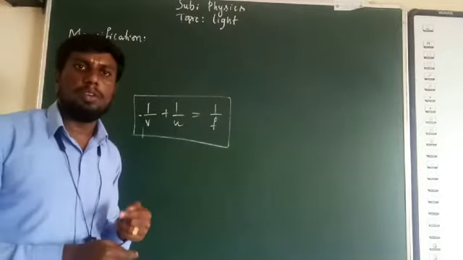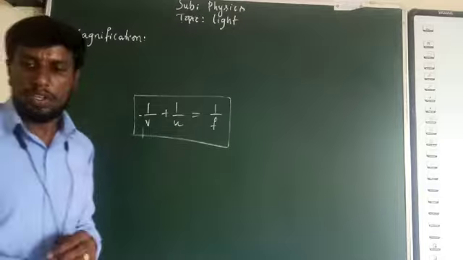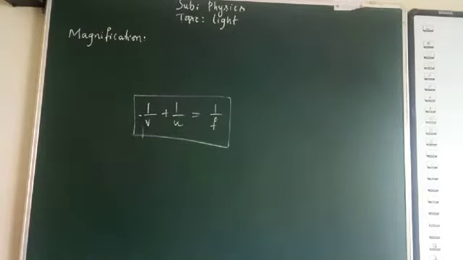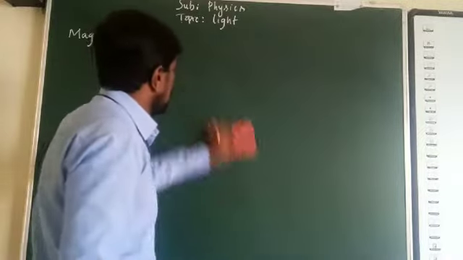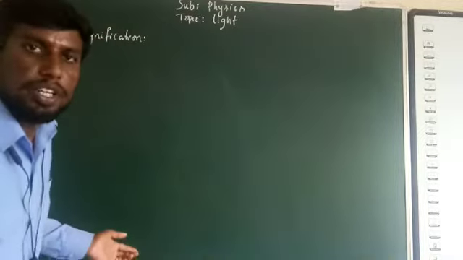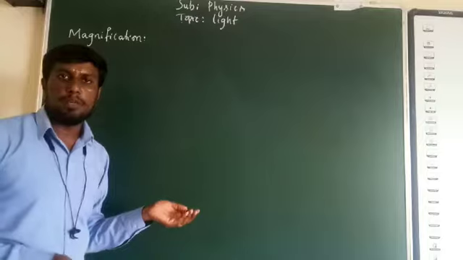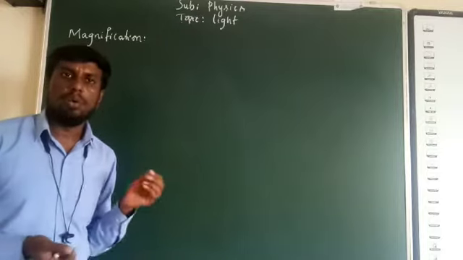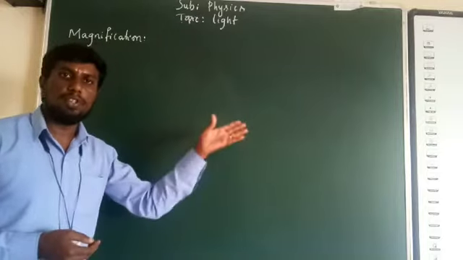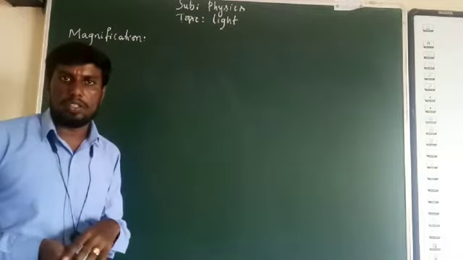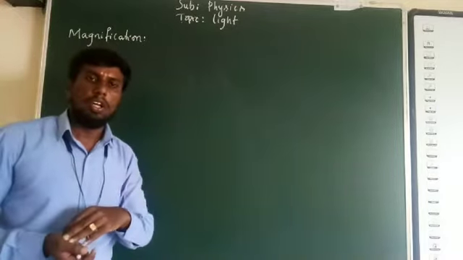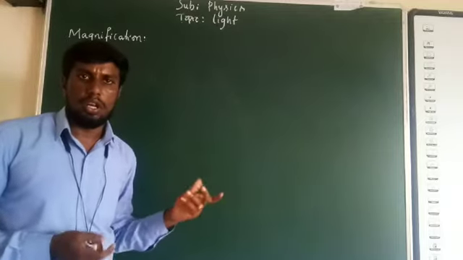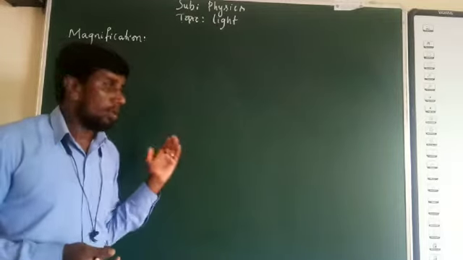And one more thing that will be required is magnification. What do we mean by magnification? Magnification of a spherical mirror specifies how large or how small the image is compared with the size of the object. Whether it is bigger or smaller, how large or how small. So how much smaller is it?